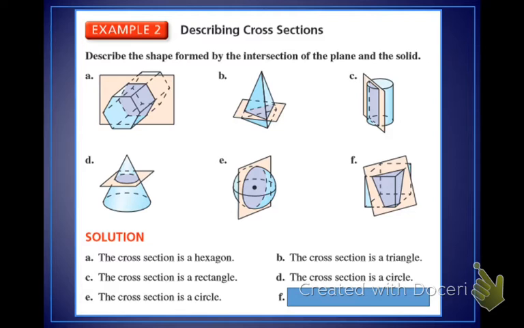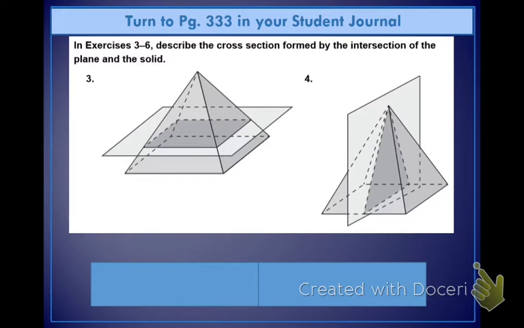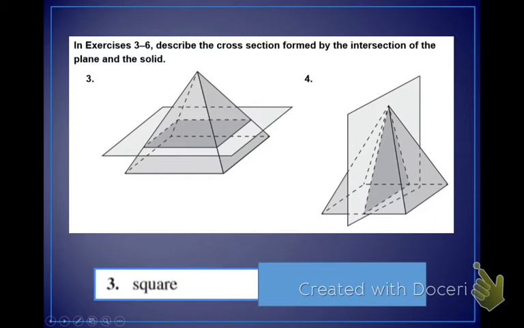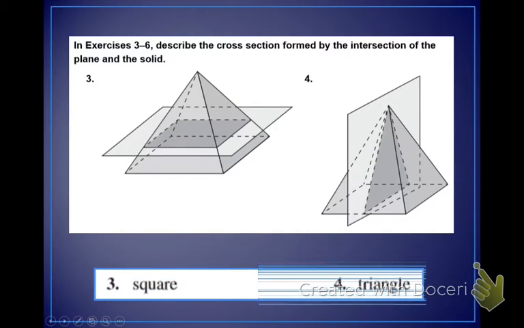Are there any questions on this? Okay, we're going to do the last 2 pages. Number 3, describe the cross-section formed by the intersection of the plane and solid. Again, this is in your student journal, but you can do it on your paper. It is a square. Number 4, it's a triangle.